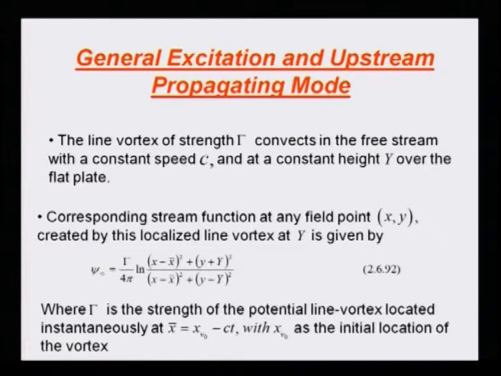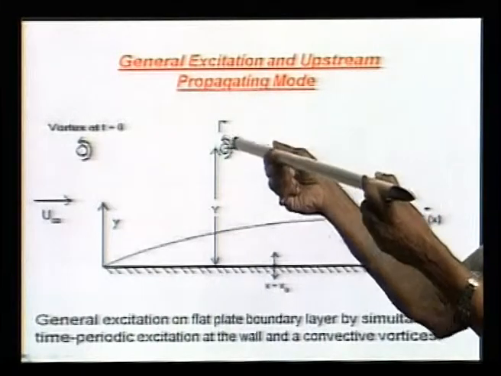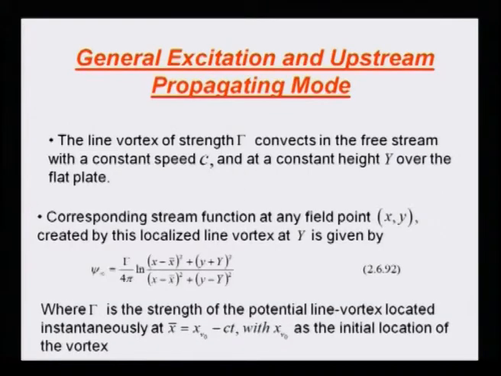Now, that vortex that we saw in the previous slide, essentially we are studying a 2D problem. So, what is the structure of this vortex? This is a line vortex perpendicular to the board. It goes from minus infinity to plus infinity in the z direction, right. So, that is what we have. We have a line vortex at a height capital Y, which has a strength of gamma, which convects with a constant speed c at a constant height Y over the wall.